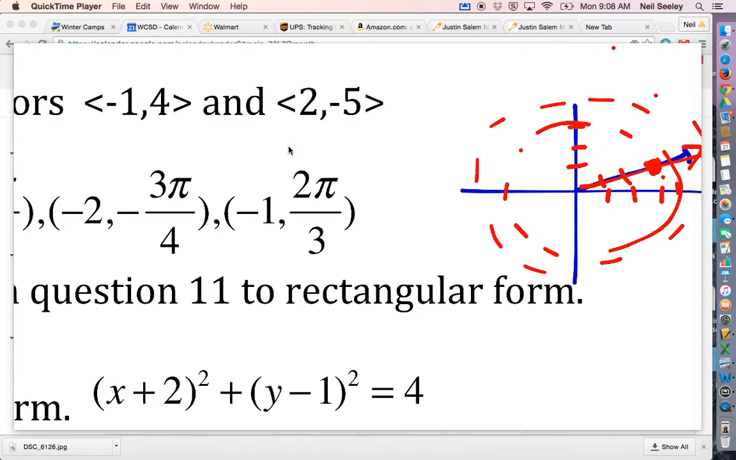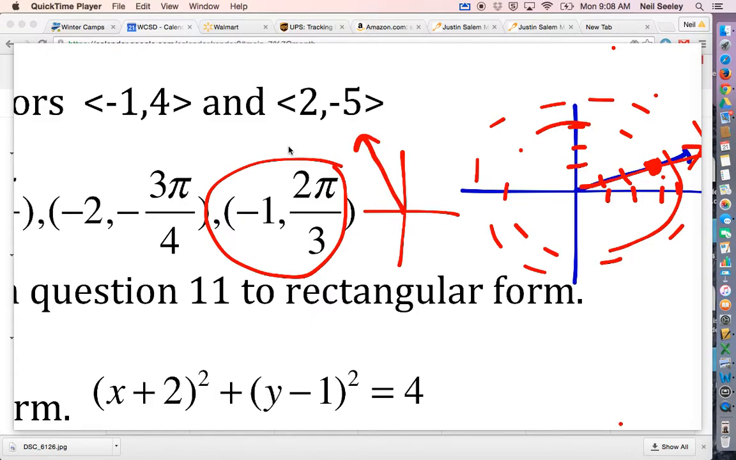The only other thing you want to notice is that for a point like this one, -1 and 2 pi over 3, you're going to face 2 pi over 3 like this, but -1 means to walk backward 1 unit and plot the point. So here's our big point right there. It's facing 2 pi over 3 but walking back a unit.